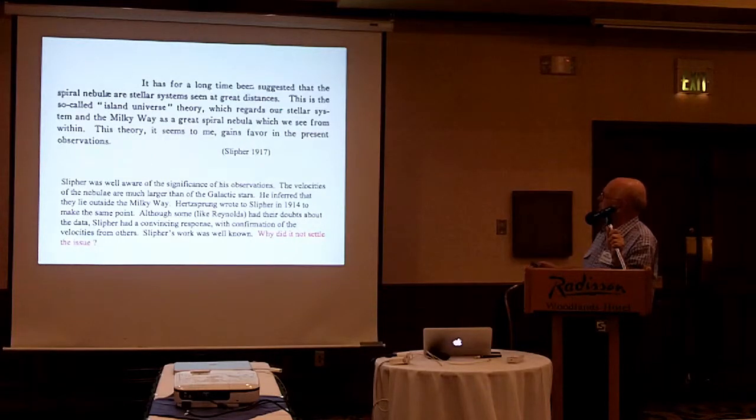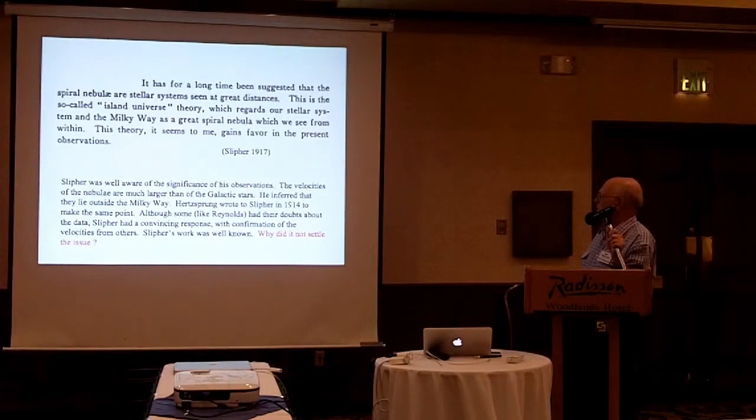For a long time, he said, it's been suggested that spiral nebulae are stellar systems seen at great distances. This is the island universe theory, and this theory, it seems to me, gains favour in the present observations. So Slipher was very well aware of the implications and significance of his observations. The velocities are much greater than those of galactic stars. He inferred that the objects lie outside the Milky Way.